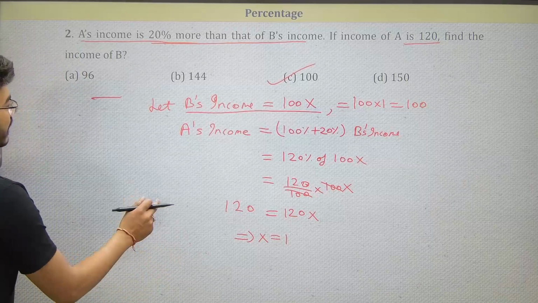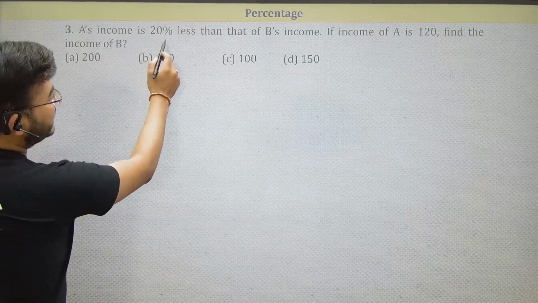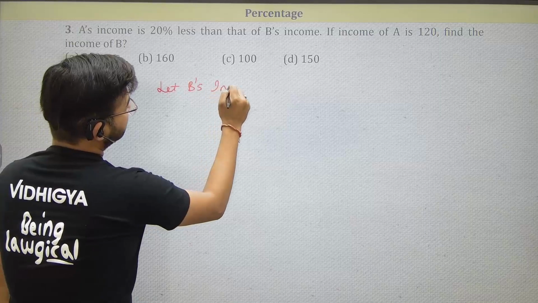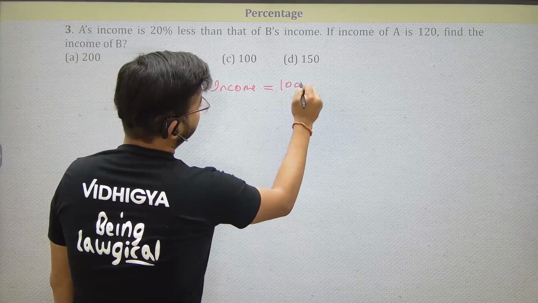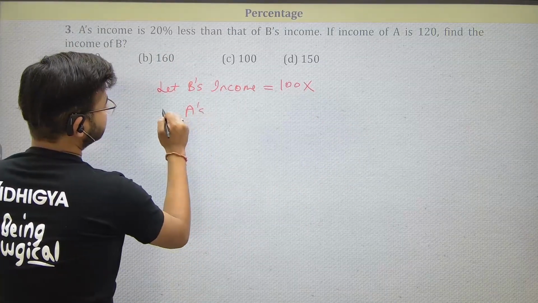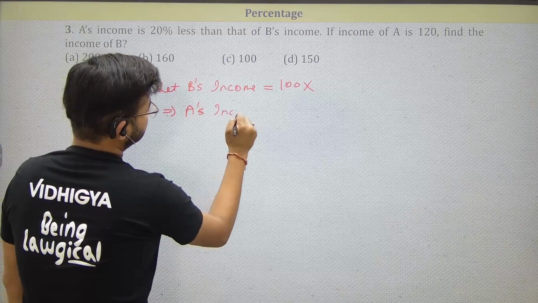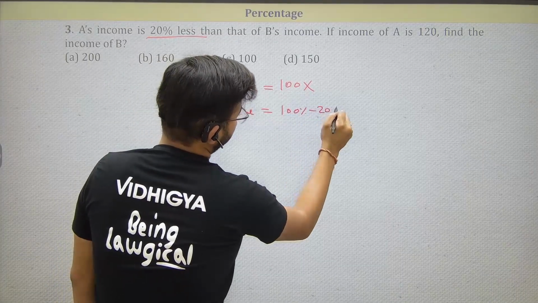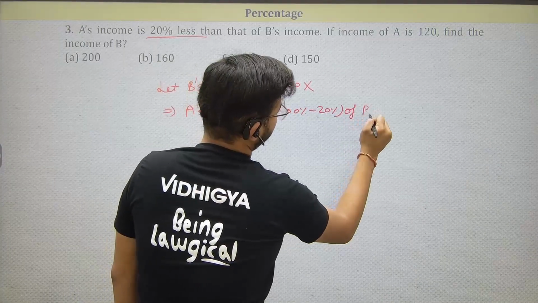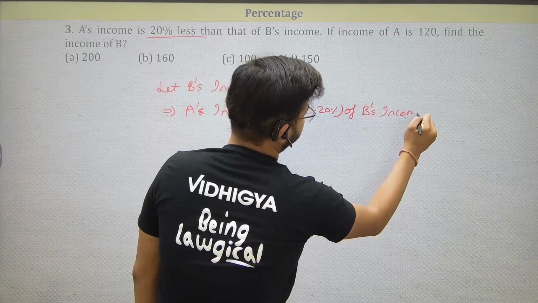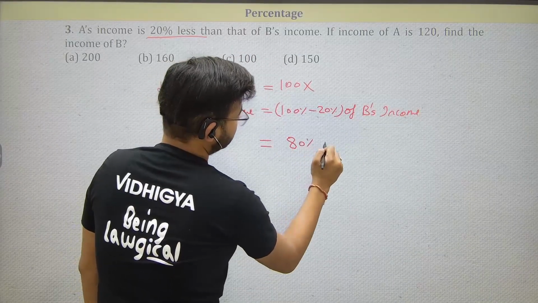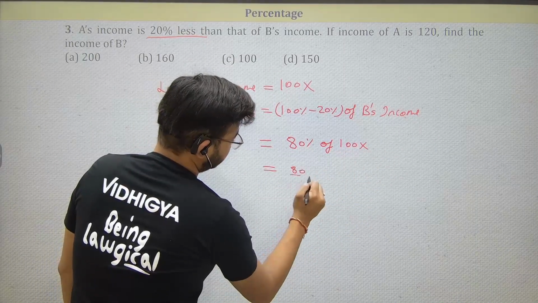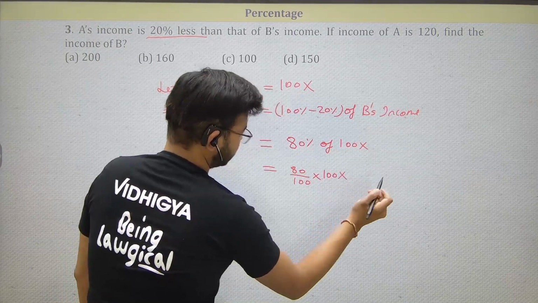Okay. Next question. Again, A's income is 20% less than that of B's income. So again, we will assume that B's income is equal to 100x. So A's income will be 20% less. That means 100% minus 20% of B's income. So that becomes 80% of B's income, which is 100x. So that will be equal to 80 by 100 into 100x.